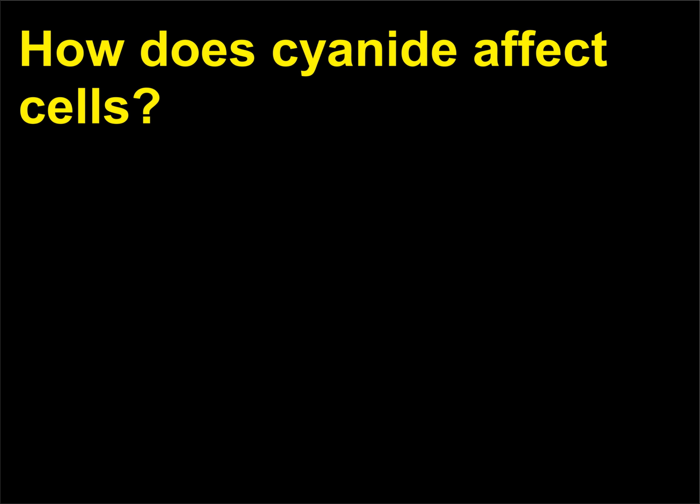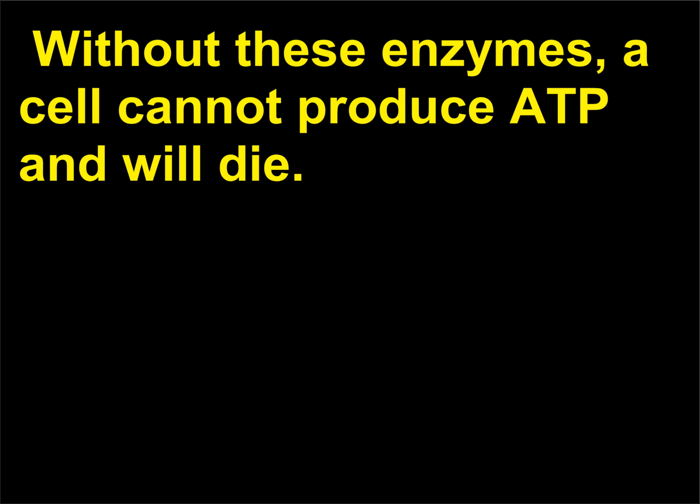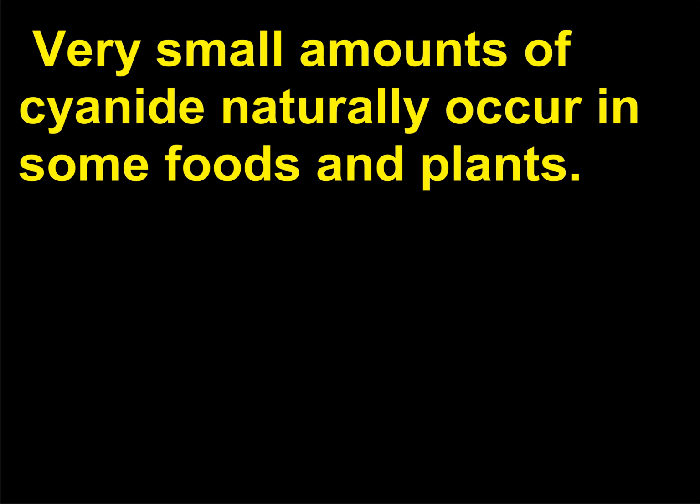How does cyanide affect cells? Cyanide acts by inhibiting the enzymes the cell needs for oxygen utilization. Without these enzymes, a cell cannot produce ATP and will die. People can be accidentally exposed to cyanide. Very small amounts of cyanide naturally occur in some foods and plants.